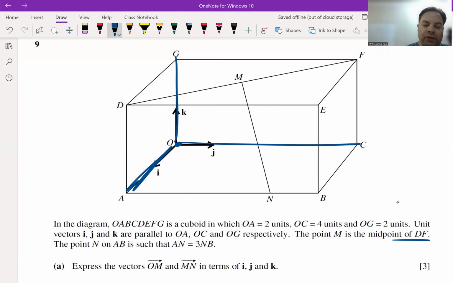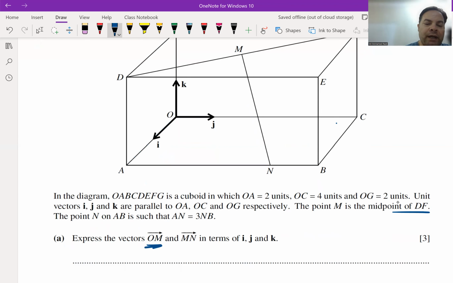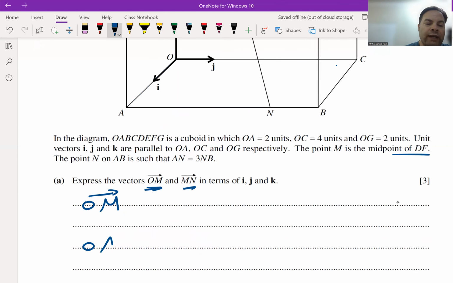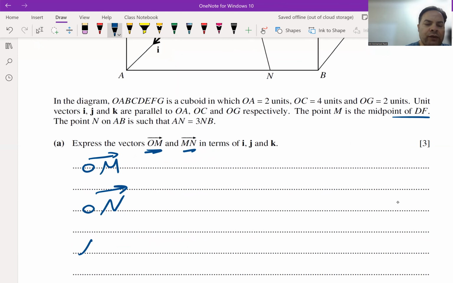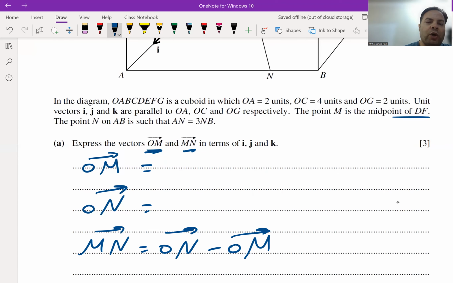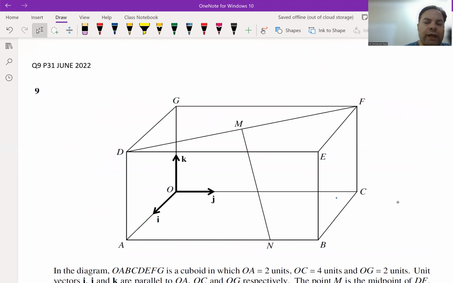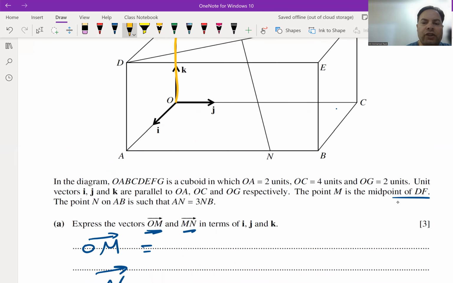Let's start to write the position vectors of the points he asked about in part A. Express OM and MN in terms of i, j and k. I prefer to get the position vector of OM and the position vector of ON, then get the vector MN, which is equal to second minus first. So how to move from O to M? From O to M, we can move 2k, parallel to k. Then it's written M is a midpoint of DG.